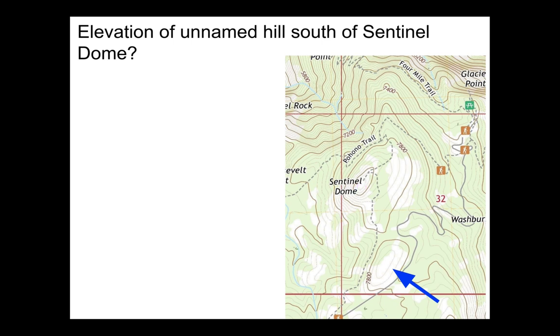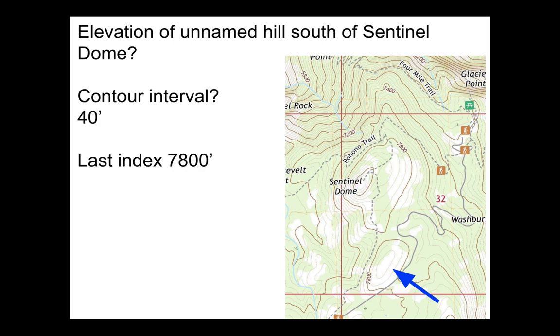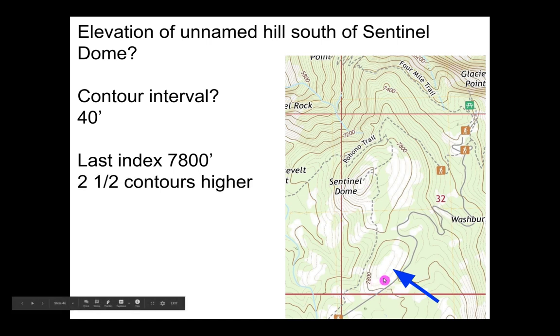The unnamed hill south of Sentinel Dome, contour interval is 40 feet. The last index was 78. Again, it's 2.5 contours higher. 1 contour, 2, 2.5 is 100 feet. So the elevation is 7,900 feet at the top of that hill.